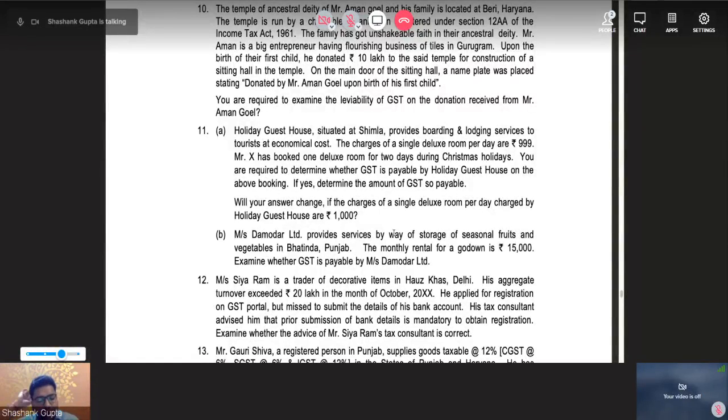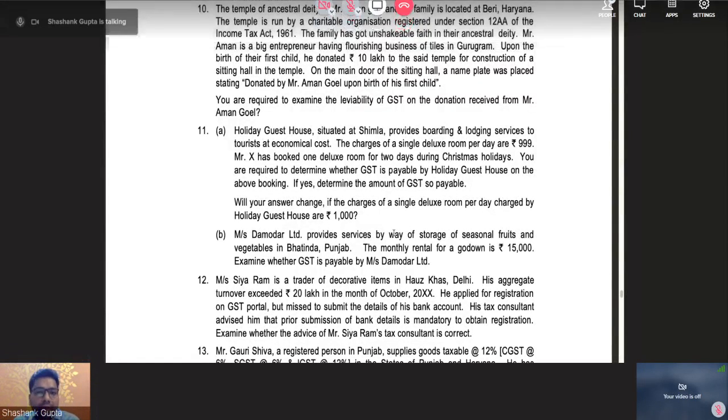Like I just told you, if the charges are up to rupees 1000, no GST is payable and this will be exempt from GST. Next it says, will your answer change if the charges of a single deluxe room per day charged by the holiday guest house are rupees 1000? If the charges are rupees 1000, the answer will remain the same. Why? Because I just told you, up to rupees 1000. If it exceeded 1000, then the answer would have changed. But up to 1000, the answer remains the same.